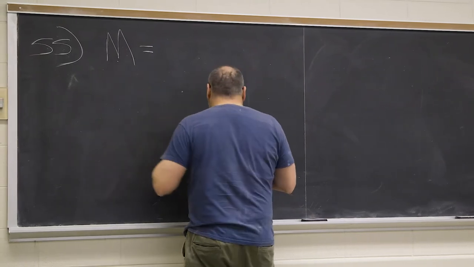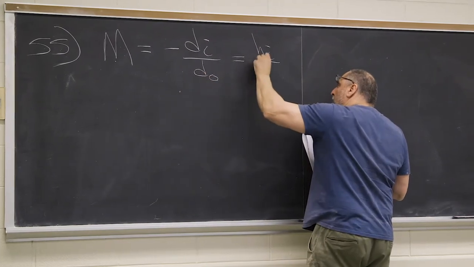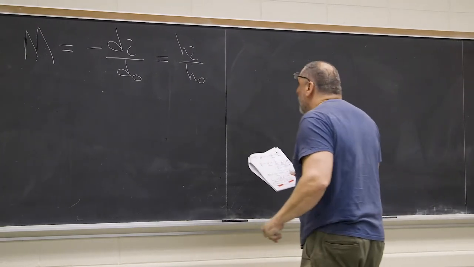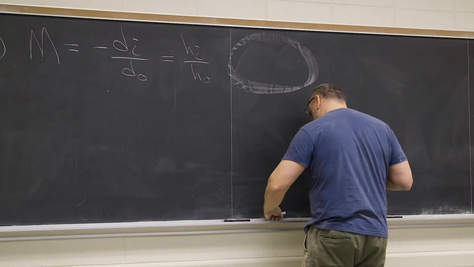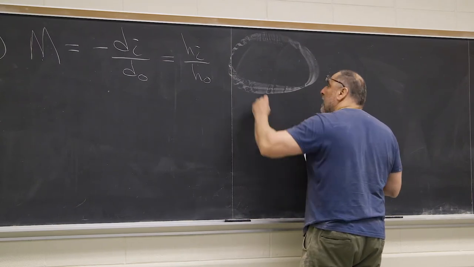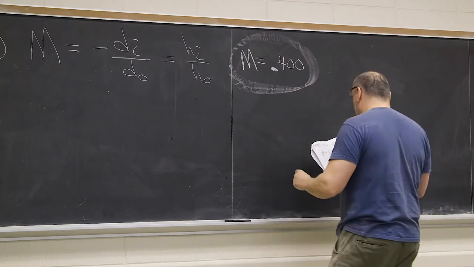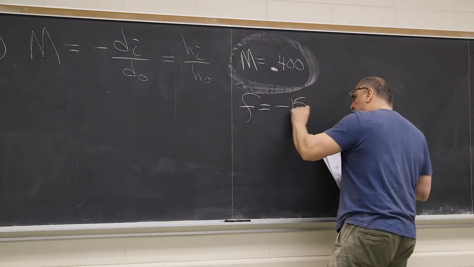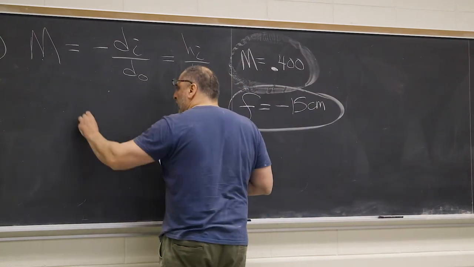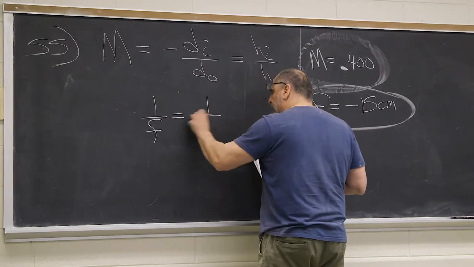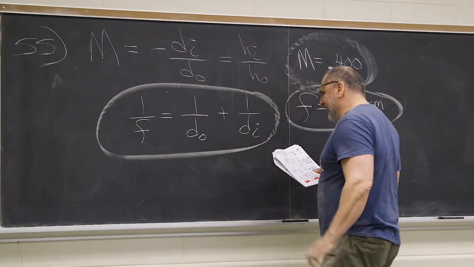The magnification M is negative DI over DO equals HI over HO. Signs matter. They're telling us the magnification, and telling us the focal length is this, diverging lens. We also know from the past, talking about mirrors, we're going to talk about lenses the same way, at least in our circumstances.